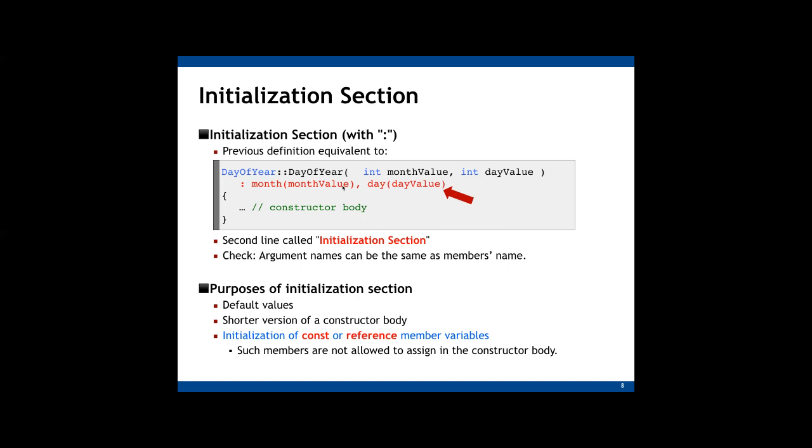Can we still use initialization sections if the argument name is the same as the member variable name? Let's check it with a demo code.